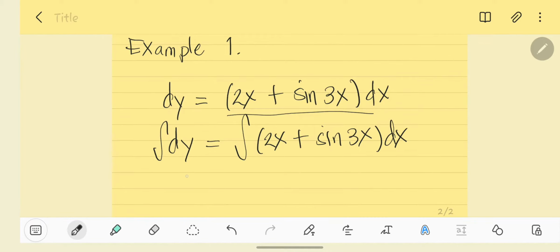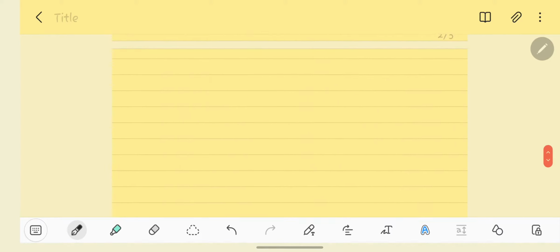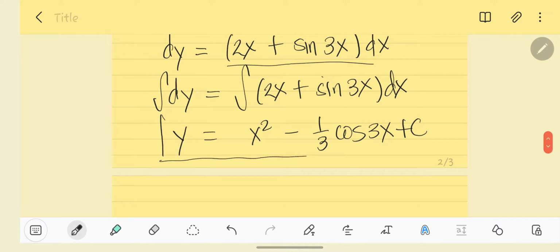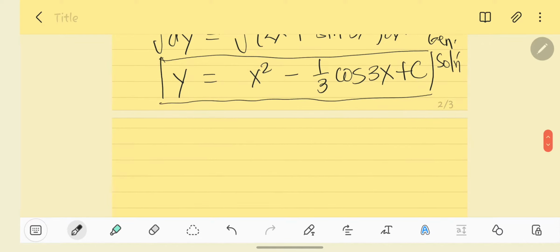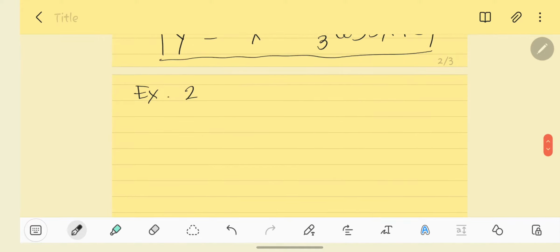So now the integration of dy is equals to y, then the integration of 2x plus sine 3x is equals to x squared minus 1/3 cosine 3x plus c. So that becomes your general solution. This is now your general solution. And then moving on, another example, example number 2.